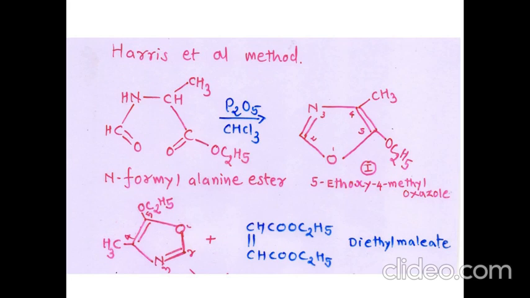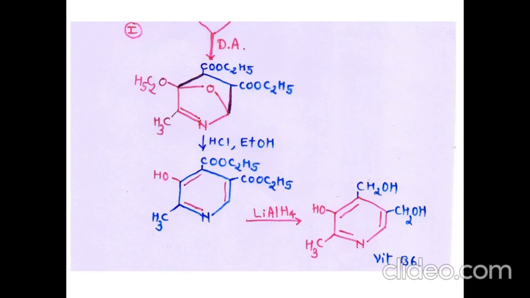Diethyl ester of maleic acid, therefore diethyl maleate. Now when these two condense together, at the bottom side I am trying to condense this together in the form of a cycloaddition reaction. So one is from the red reagent, another line is from the blue reagent in the next slide. It undergoes Diels-Alder cycloaddition reaction.